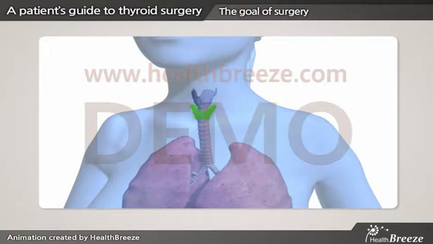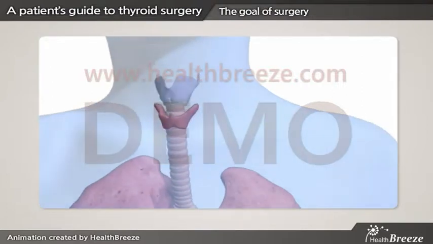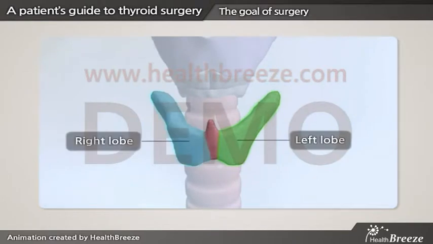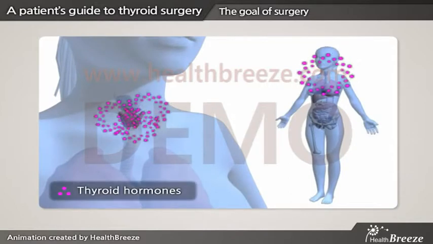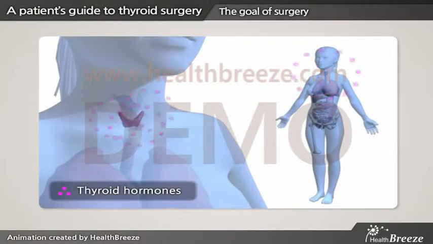The thyroid gland is a butterfly-shaped hormonal organ located on your lower neck, which is anatomically divided into left lobe, right lobe, isthmus and pyramidal lobe. The gland secretes thyroid hormones which regulate many metabolic functions in your body.